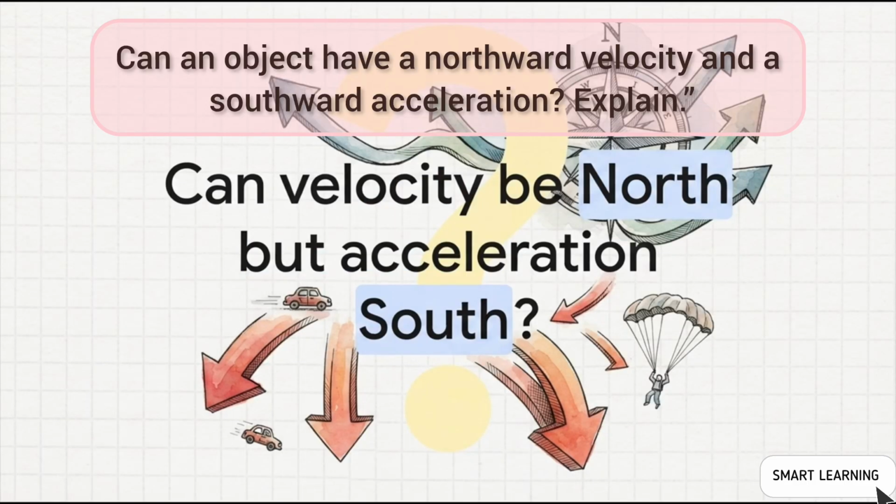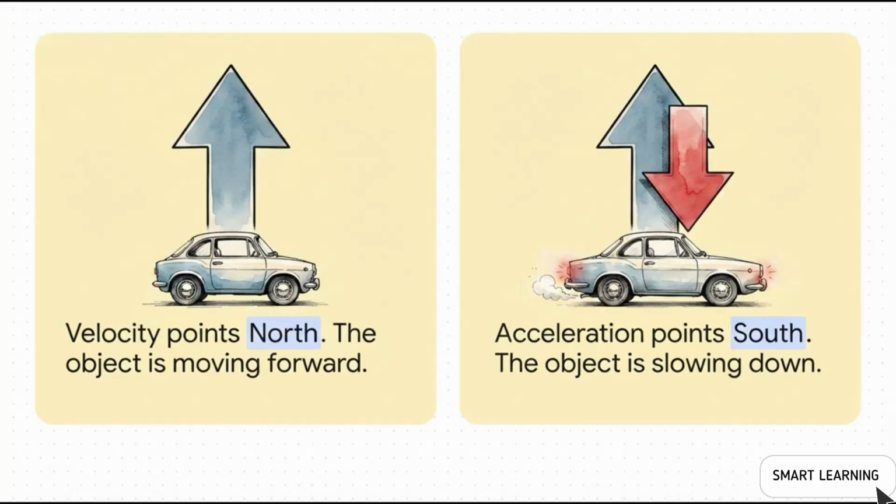Okay, question 7. Can an object have a northward velocity and a southward acceleration? Explain. Now, we've got vectors pointing in totally opposite directions. How does it even work? Well, this actually happens all the time in everyday life.